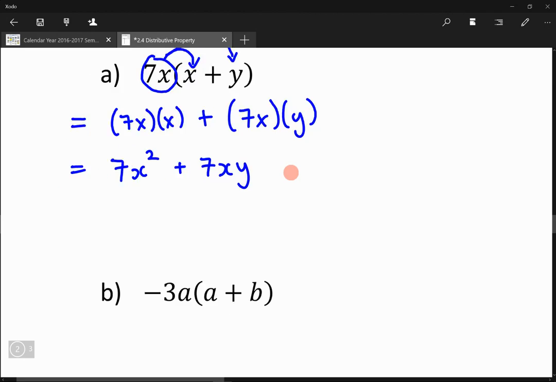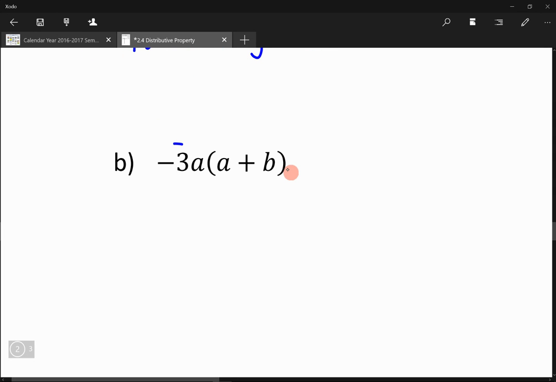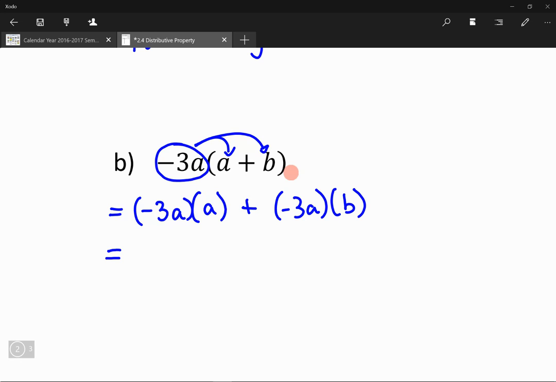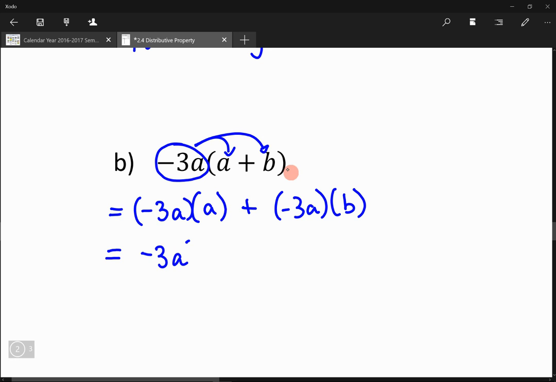Okay. Looking at the next one, part B. So again, take the entire monomial in front of the bracket and multiply it with each term inside the bracket. So here I'm going to have negative 3a times a plus negative 3a times b. So again, when you're doing this, I recommend keeping the terms inside brackets, and you're separating your terms by a plus sign. Okay, then you're going to change the signs in case you need to change them after you finish multiplying your brackets. So negative 3a times a is negative 3a squared.